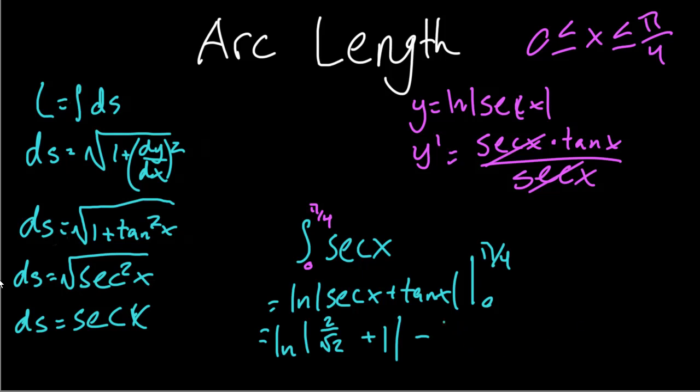So let's write this. Minus the natural log of 1 plus, and then what is our tangent of 0? Tangent is sine over cosine. Sine of 0 is 0. Cosine of 0 is 1. Sorry about that. So tangent x is 0 over 1, which evaluates to just 0.